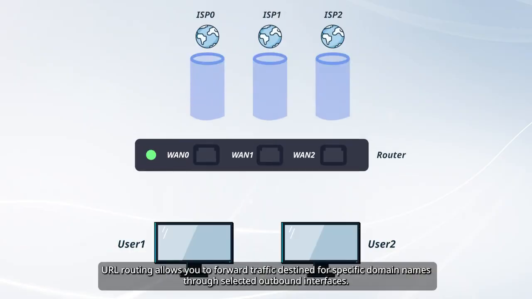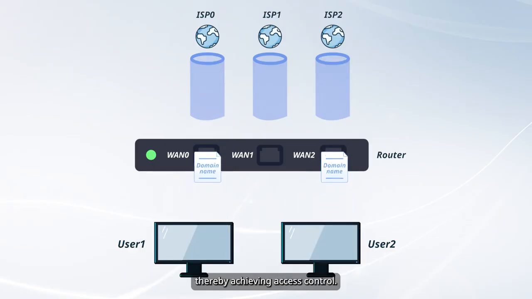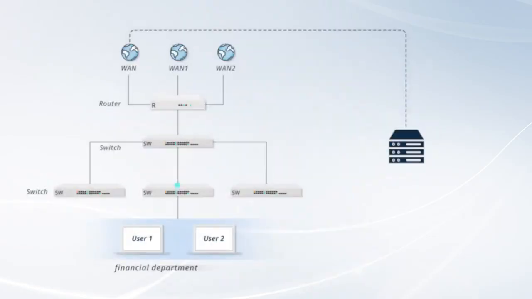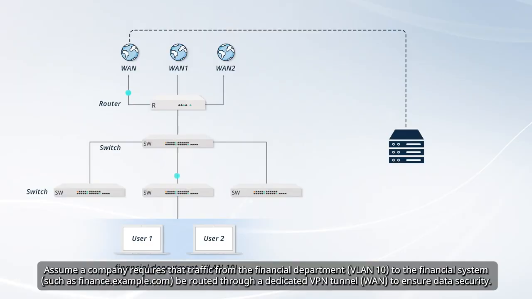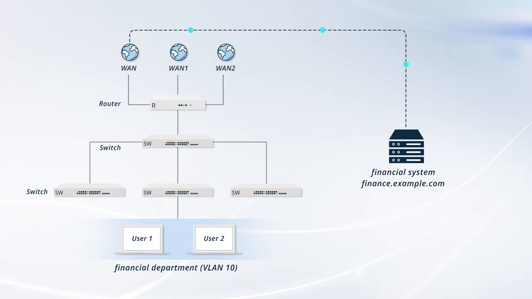URL routing allows you to forward traffic destined for specific domain names through selected outbound interfaces, thereby achieving access control. Assume a company requires that traffic from the financial department, VLAN 10, to the financial system be routed through a dedicated VPN tunnel, WAN, to ensure data security. This section uses this example to describe how to configure a URL routing policy to perform flow control.